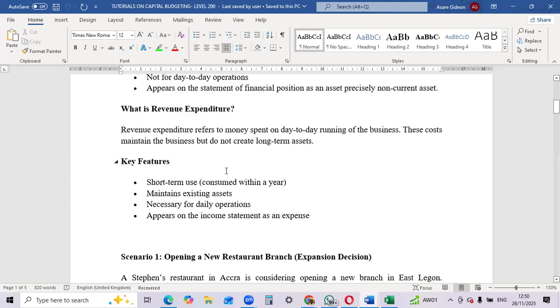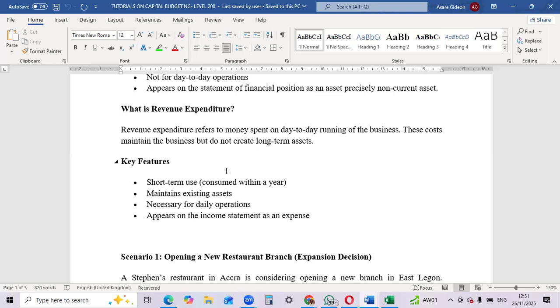What is revenue expenditure? Now, if capital expenditure is spent on acquiring, extending the life of a long-term asset, then it means that this one is the opposite. So the revenue expenditure refers to money spent on day-to-day running of the business. And these costs maintain the business, but do not create long-term assets. So here, we are saying that the revenue expenditures are costs that we incur to run the organization. So it's a routine expenditure.